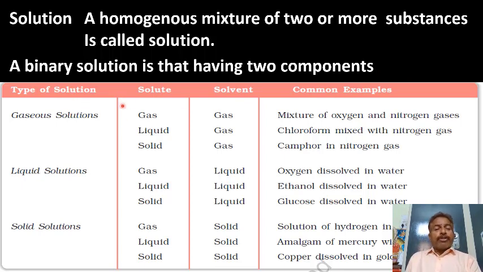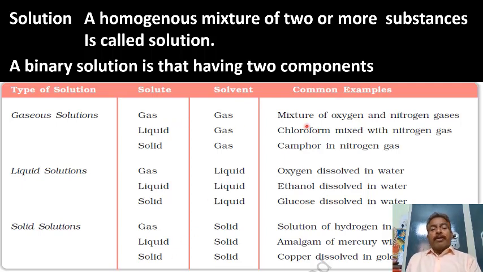The types of solution depend on the physical state of the solute and solvent. In gaseous solutions, the solvent is a gas and the solute is a gas, liquid, or solid. Similarly, in liquid solutions, the liquid is the solvent and gas, liquid, and solid are the three different states of the solute. In solid solutions, the solvent is a solid, and gas, liquid, and solid are the different states of the solute.